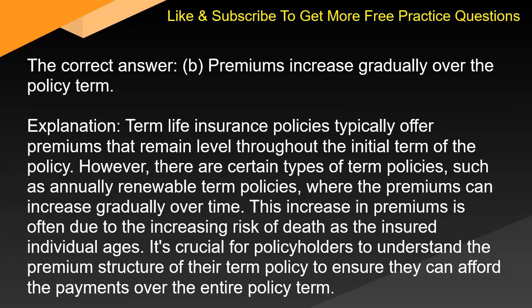The correct answer, B. Premiums increase gradually over the policy term. Explanation. Term life insurance policies typically offer premiums that remain level throughout the initial term of the policy. However, there are certain types of term policies, such as annually renewable term policies, where the premiums can increase gradually over time. This increase in premiums is often due to the increasing risk of death as the insured individual ages. It's crucial for policyholders to understand the premium structure of their term policy to ensure they can afford the payments over the entire policy term.